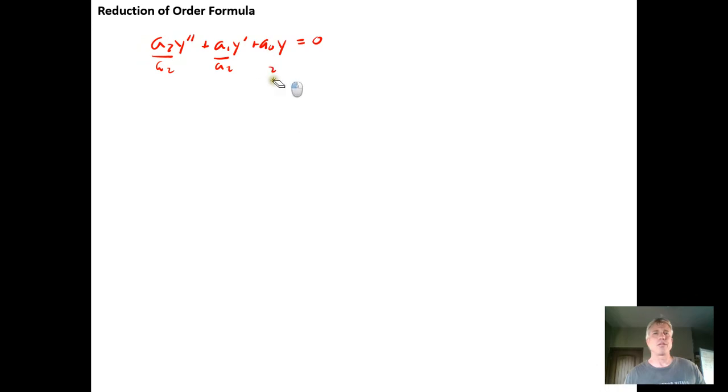And if we do that, then we'll wind up with a coefficient of 1 on the second derivative term. And then what we can do is just recognize a sub 1 over a sub 2 is just a function of x, and a naught over a sub 2 is just a function of x. So let's just give them names. Let's call this guy P, and we'll call this guy Q. So Q is those two ratios that we had there. So that's step one.